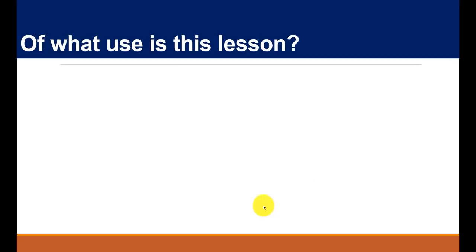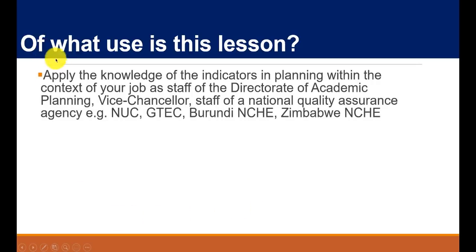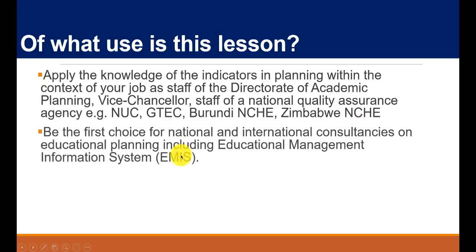You may want to ask me, of what use is this lesson? I tell you, the knowledge that you gain from me of the indicators will be helpful in planning within your context, of your job as a director of academic planning, or within that directorate as a vice chancellor, as staff of a National Quality Assurance Agency, like NUC, GTEC in Ghana, Burundi, Zimbabwe, and the rest. This one is very important.